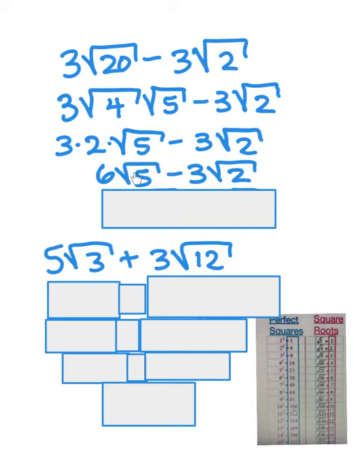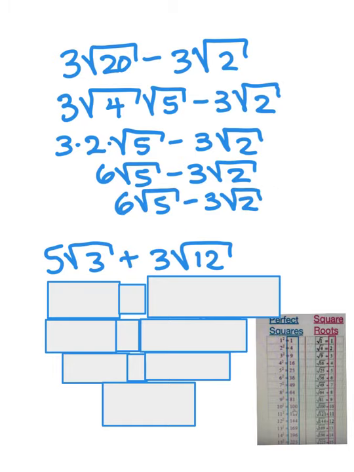Can I add a square root of 5 and a square root of 2 together? Are they exactly the same? They are not. So this is a funny answer, but the answer is 6 square root of 5 minus 3 square root of 2. This would be the final answer. It would be simplified as much as it can.